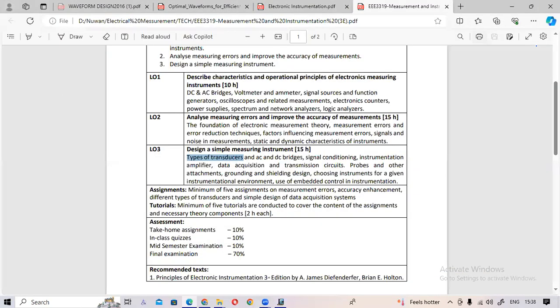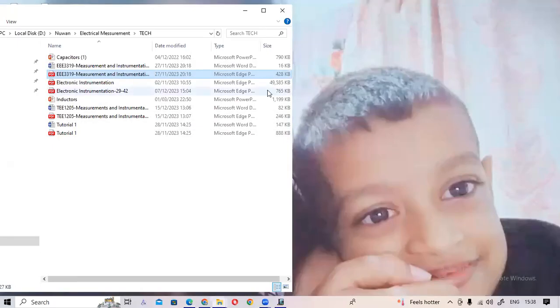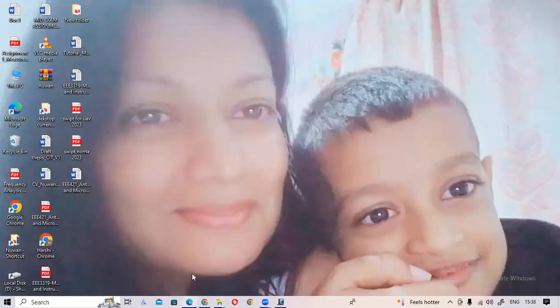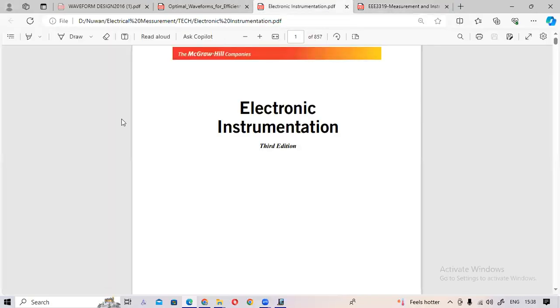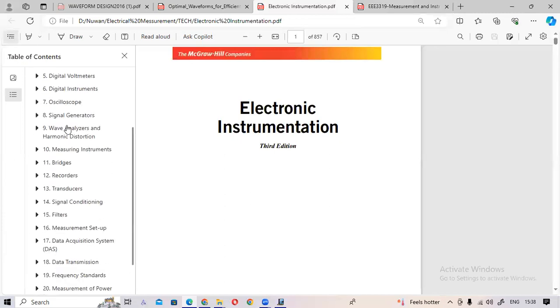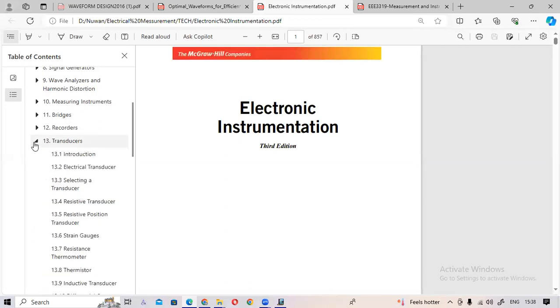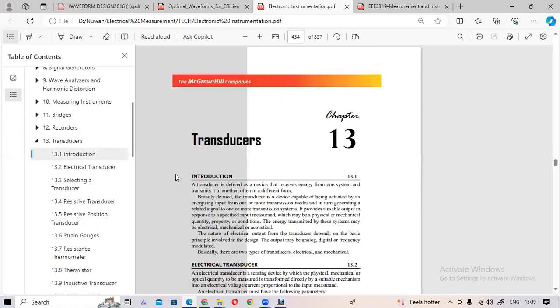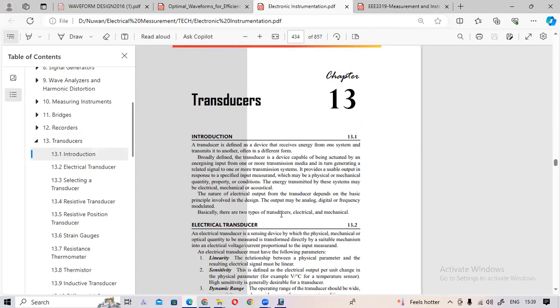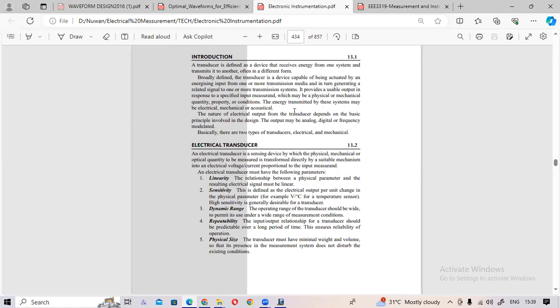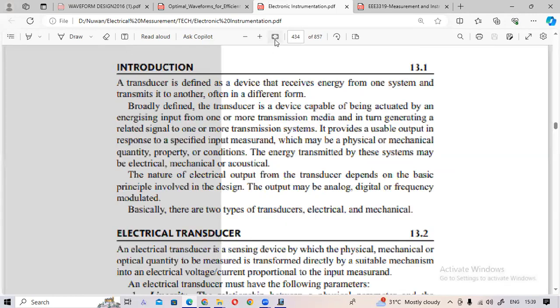Okay, and there are some parameters related to transducers. Maybe you can refer to your reference book. Here one section is for transducers, chapter 13. You can read the introduction. In the introduction, there may be what I have explained to you now. So just read it.